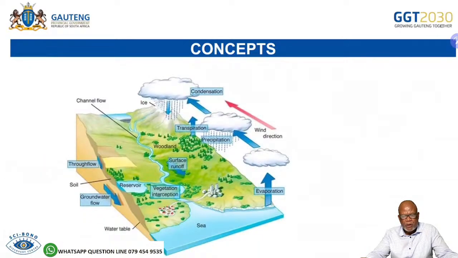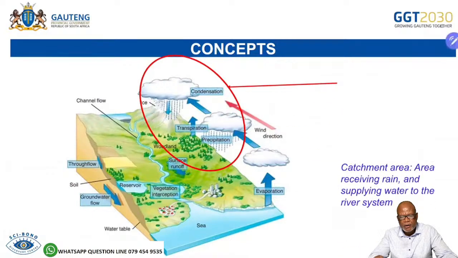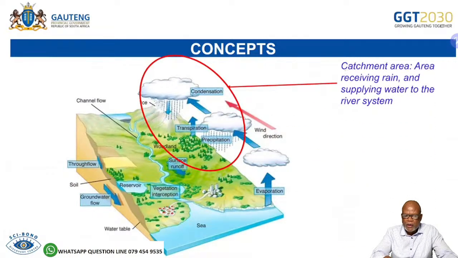Let's continue with our concepts. I said earlier we have what we call a catchment area. Let's look at what we have here. This area over here is called a catchment area. So what is a catchment area? A catchment area is the area that receives rainwater and supplies the water to the river system, or to the river and its tributary.